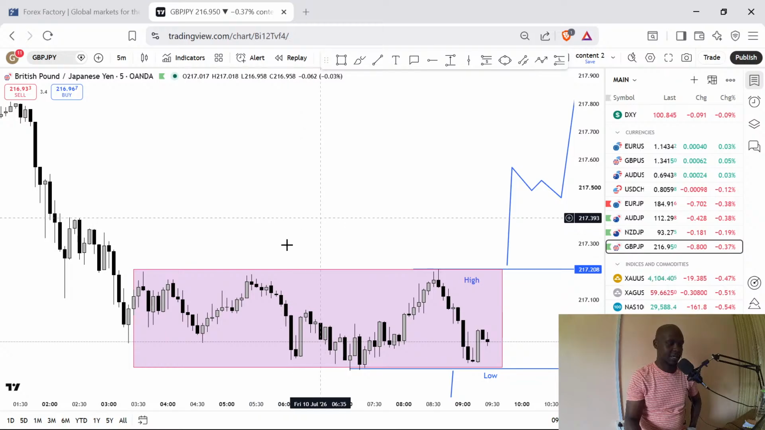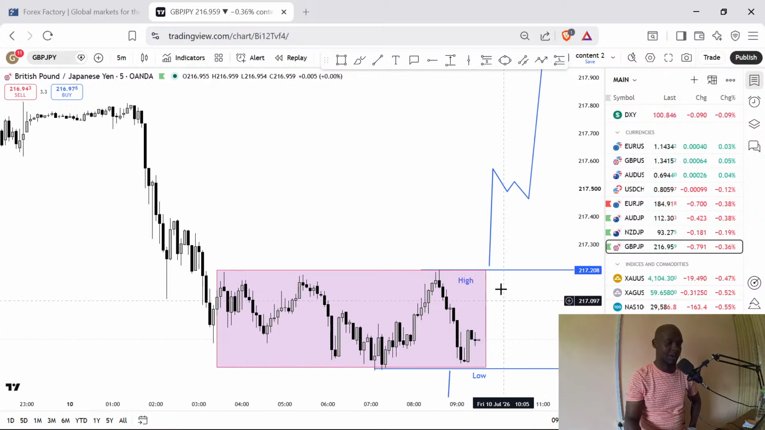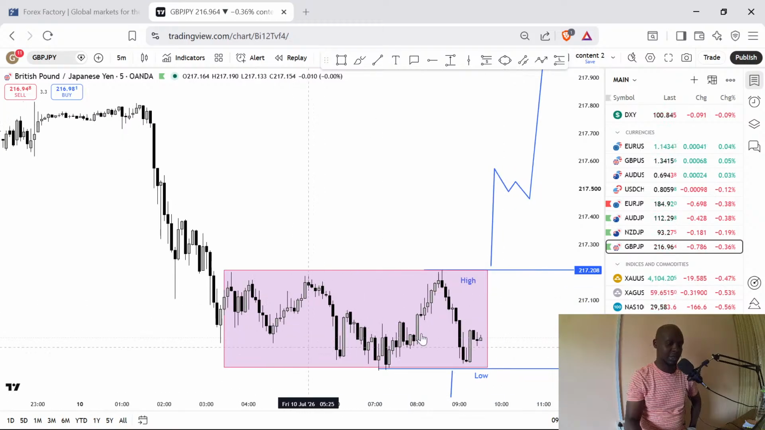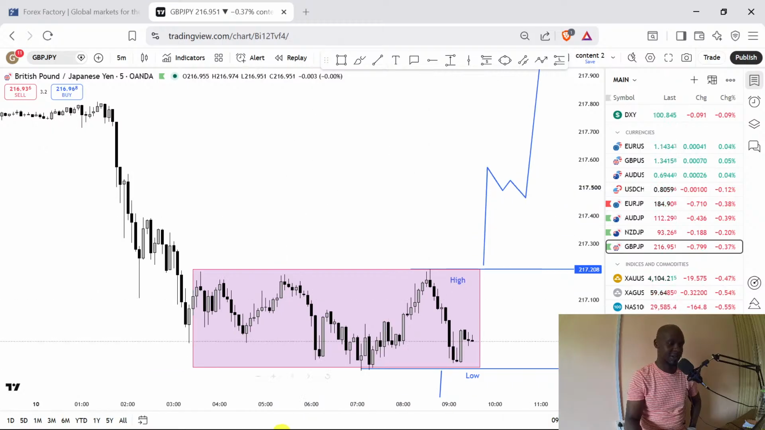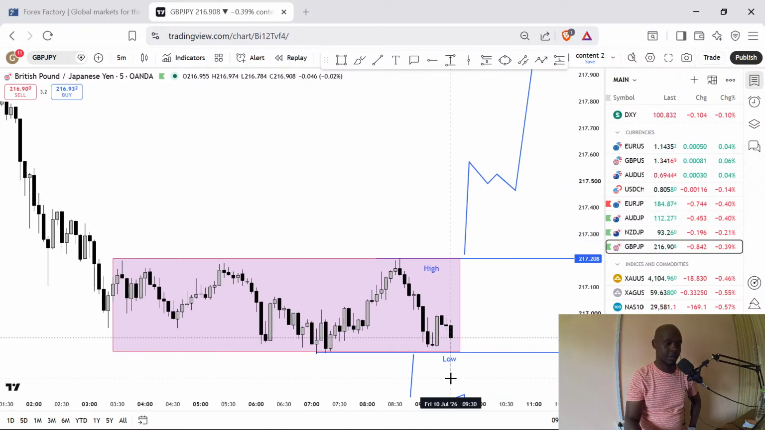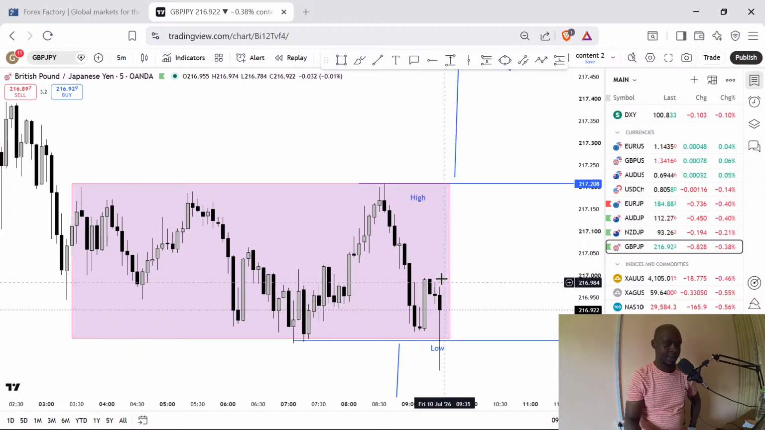And I normally like to look for entries once you get a market that has been range bound. I'm looking for an impulsive push to the upside or an impulsive push to the downside, as long as you get outside of the consolidation area. What was that quick drop? So you're starting to break outside of there. Oh, this is very weird price action on this candle.